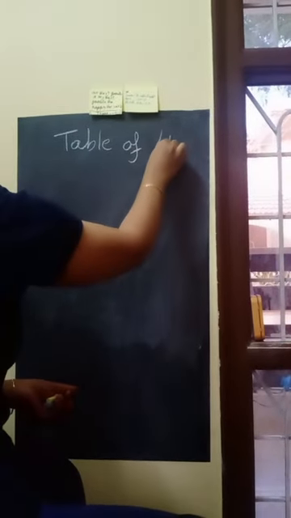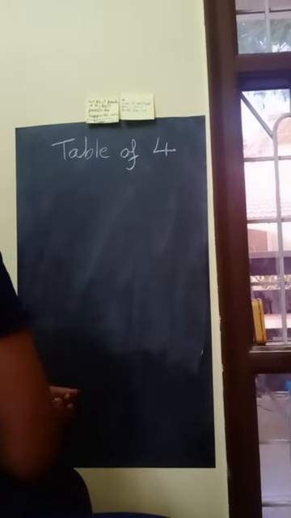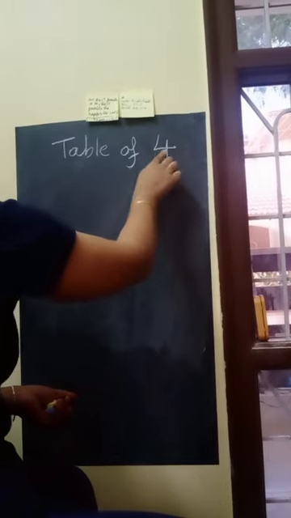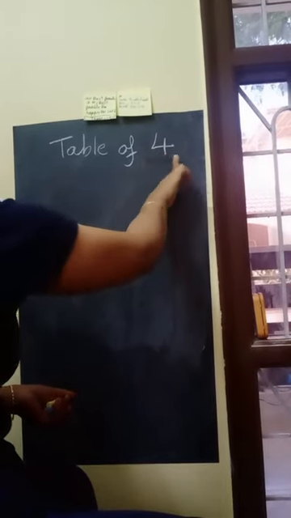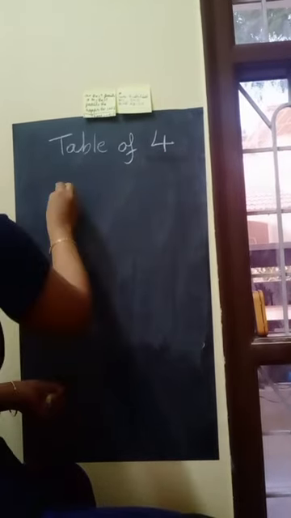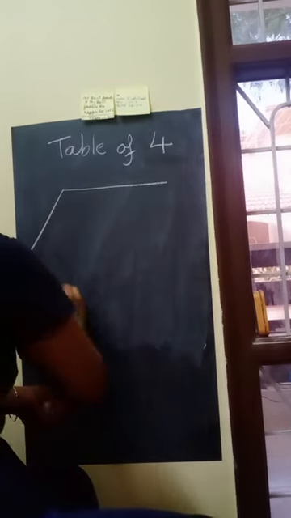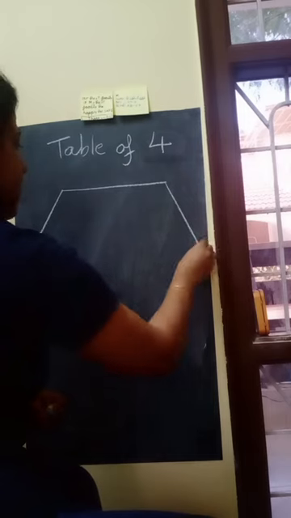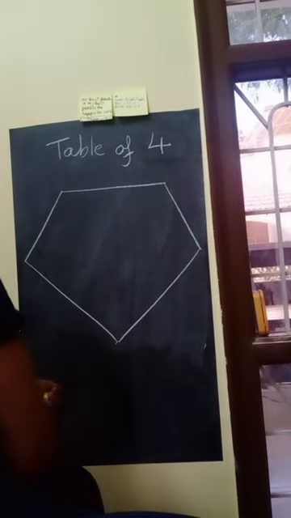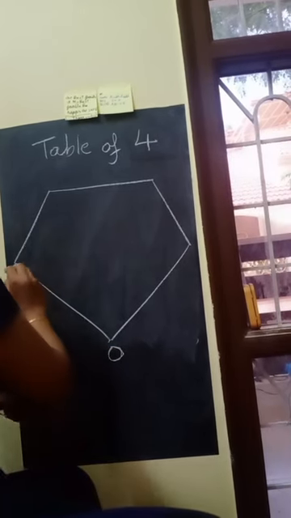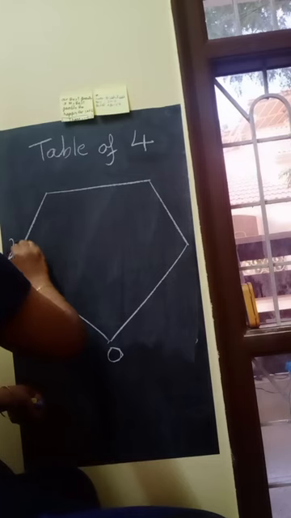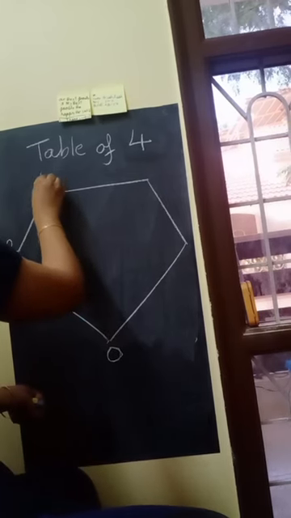Now we will do the table of 4. How will we do the table of 4? The moment you see an even number, remember there will be even numbers only. So now we will draw a big diamond. Now with this diamond, 0. As we know, we only use even numbers. 0, 2, 4.